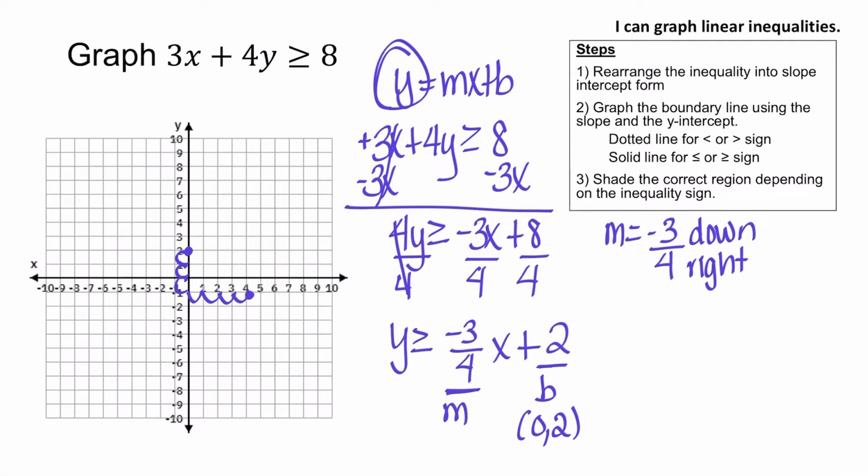Now I'm going to think about dotted or solid. Based on this inequality sign, I know that I need a solid line to connect these 2 points. So I'm going to draw in that line.